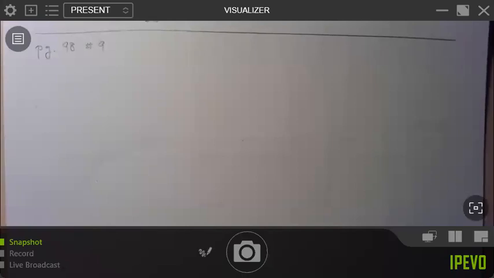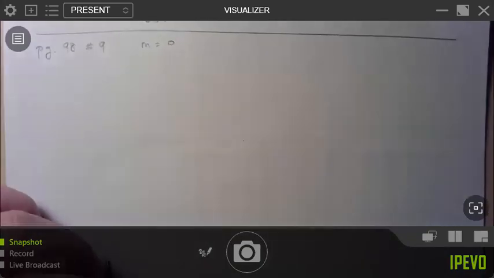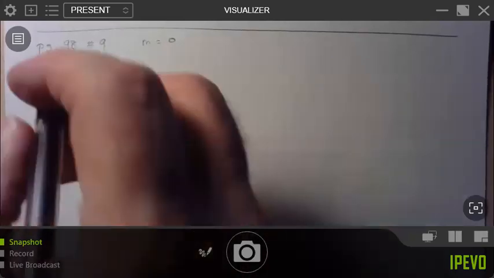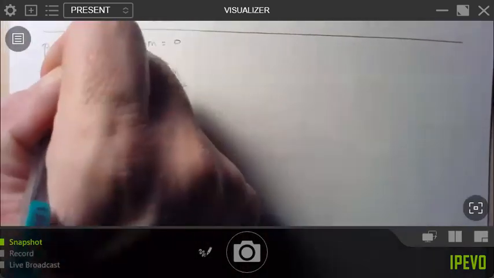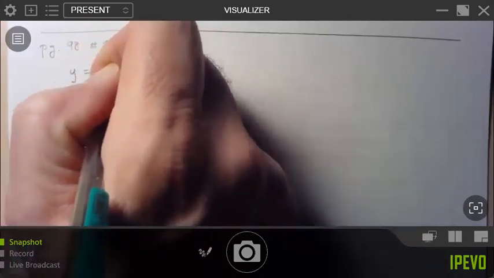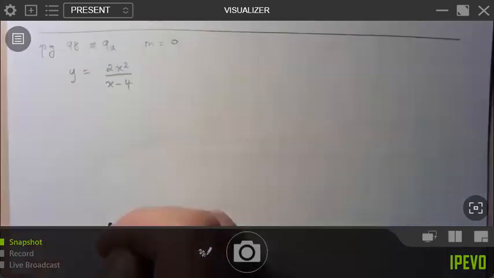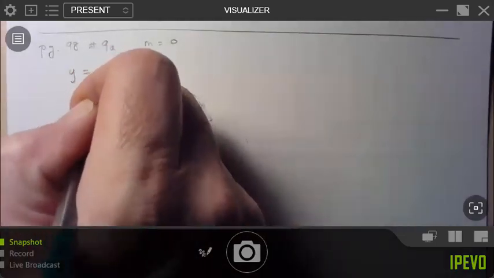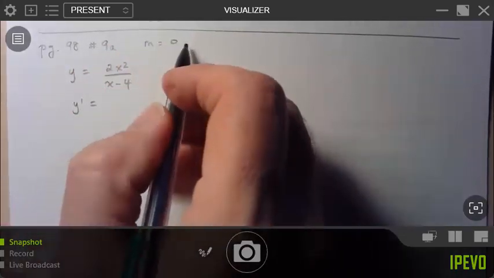The slope is 0. Yeah, exactly. So what I'm looking for is tangent lines whose slope is equal to 0. But of course, the way in which I find the slopes of tangents now is to find the derivative. Okay, so I'm going to take my function here. So 9a, my function is 2x squared over x minus 4. Okay, and I'm going to find the derivative of this function, and I need that derivative to be equal to 0.